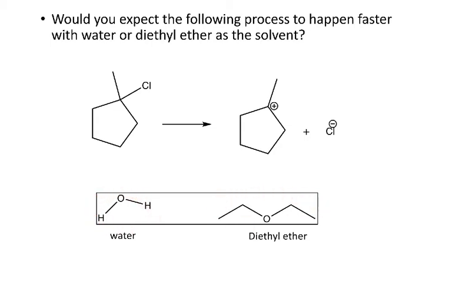And so what this question is getting at is that both SN1 and E1 reactions are faster in polar protic solvents because the protic solvent can hydrogen bond, right? And that greatly stabilizes both the carbocation intermediate and the leaving group. And so water is a polar protic solvent, diethyl ether is a polar aprotic solvent, and so we would expect the reaction to be faster when water is the solvent.